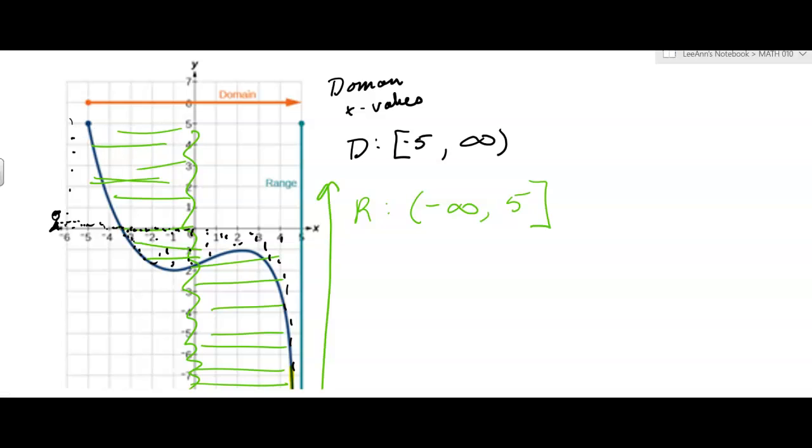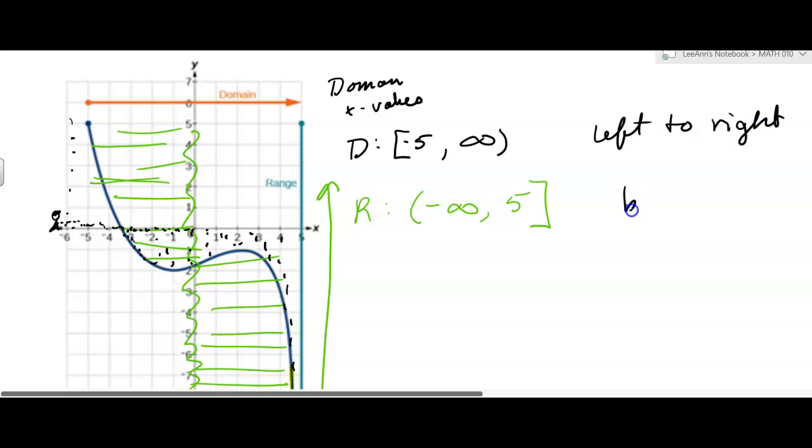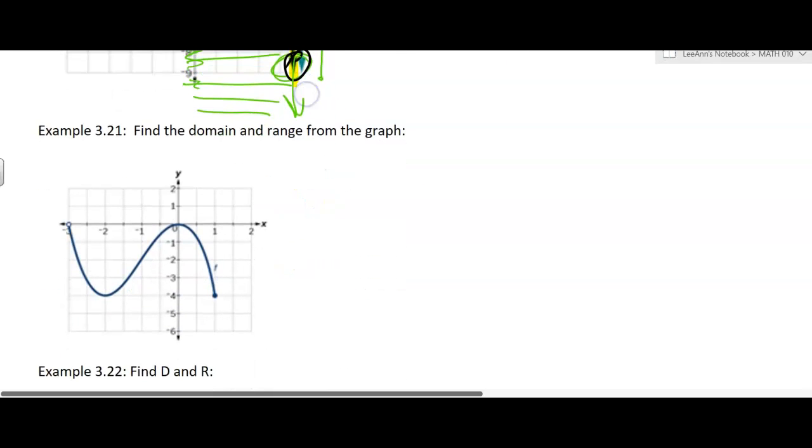Okay, so domain goes from left to right. Range goes from bottom to top. Because you've got to go in interval notation, you have to go smallest to largest. But sometimes this is tricky, so I think I've got another example for you.